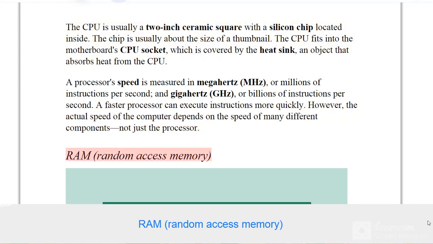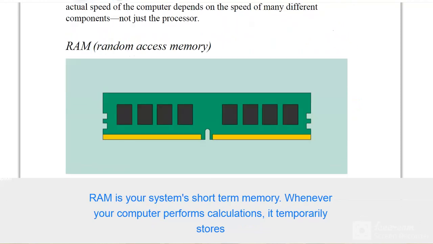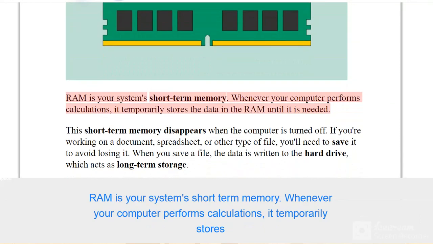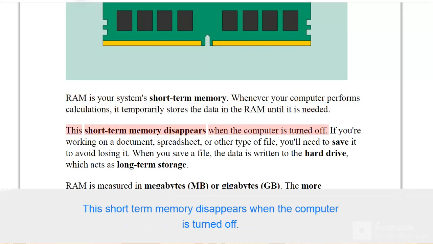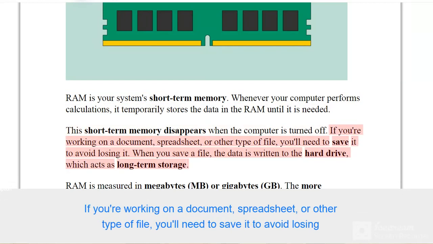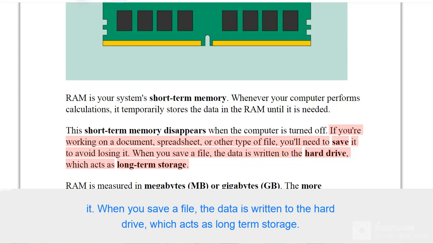RAM, random access memory. RAM is your system's short-term memory. Whenever your computer performs calculations, it temporarily stores the data in the RAM until it is needed. This short-term memory disappears when the computer is turned off. If you're working on a document, spreadsheet, or other type of file, you'll need to save it to avoid losing it. When you save a file, the data is written to the hard drive, which acts as long-term storage.